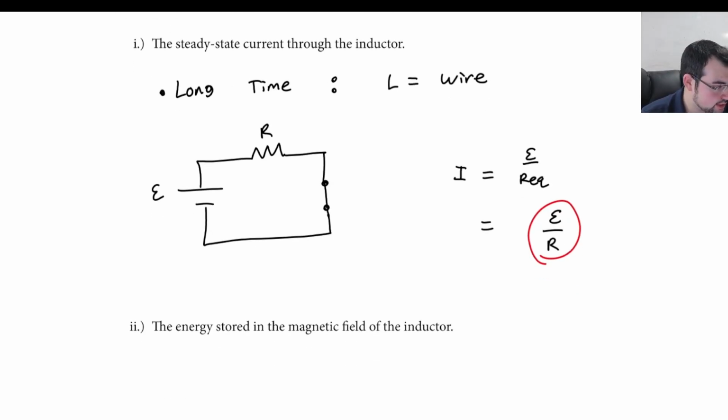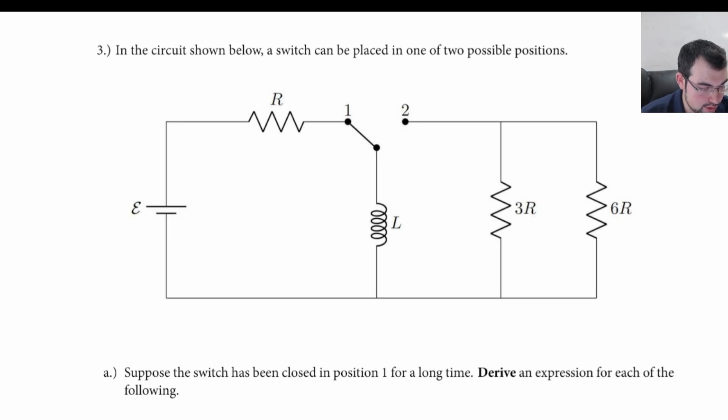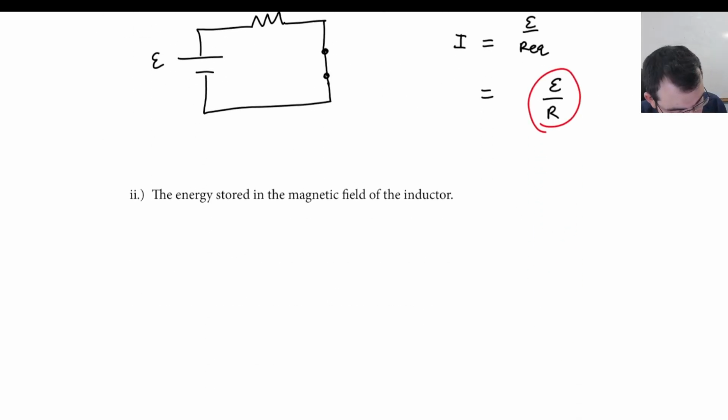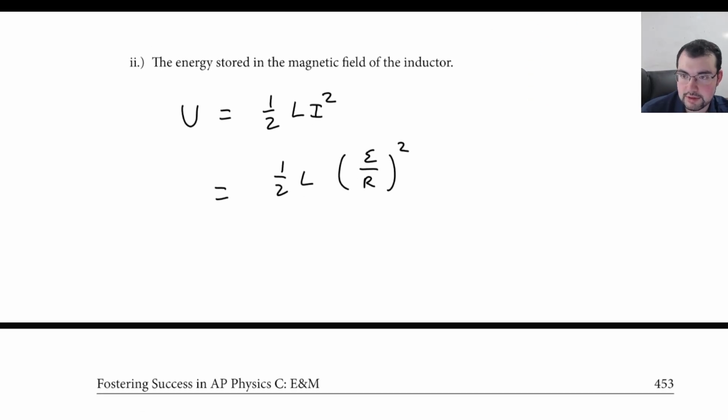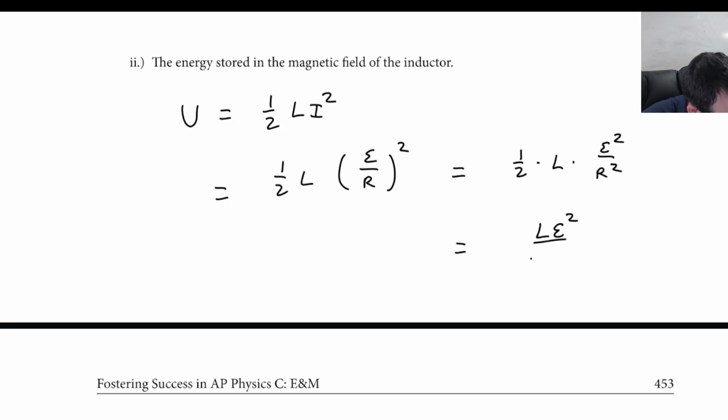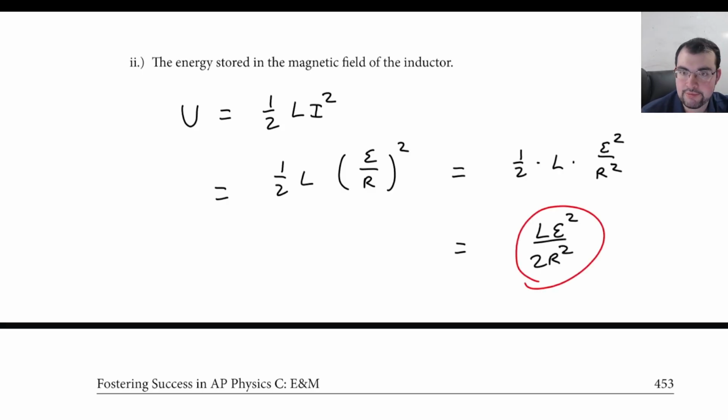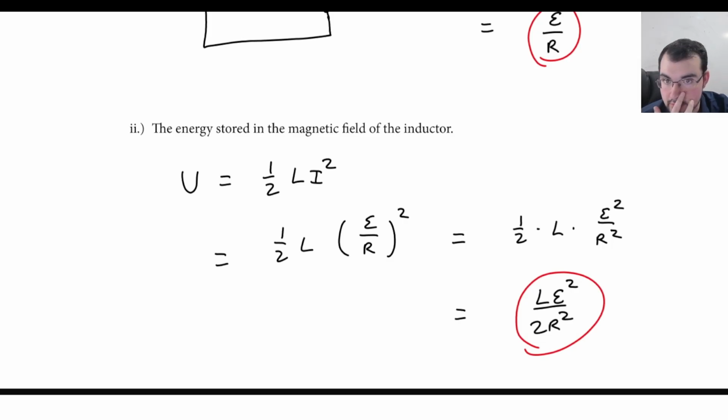How much energy is stored in the inductor's magnetic field after a while? Well, this is the same result as earlier. We said that U is 1/2 Li squared. And after a long time, I is epsilon over R. Make sure to square both things. So we get 1/2 times L times epsilon squared over R squared. So I could write this as L epsilon squared over 2R squared if I wanted, just to make it take up less space. Nothing weird there.